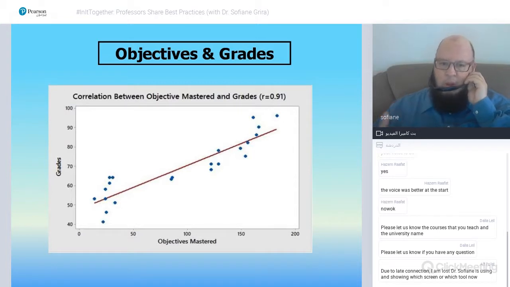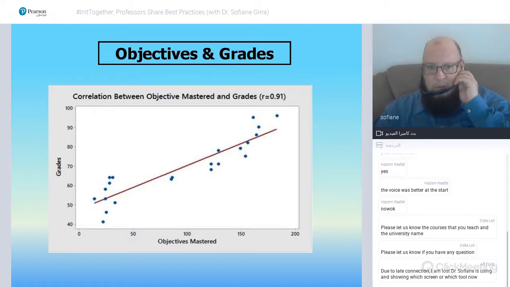If the student masters the objectives, then the grades will improve, as you can see here in this scatter plot.